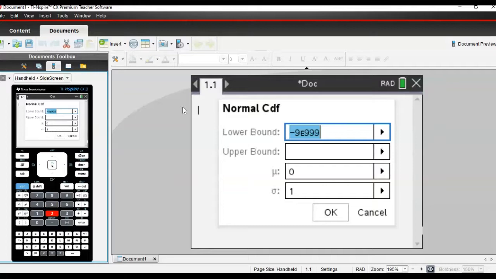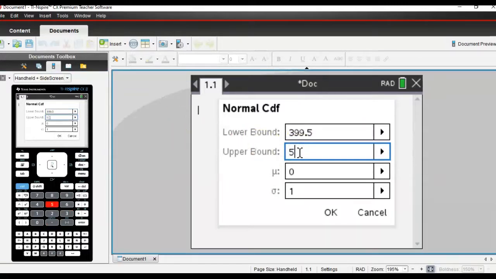Lower bound, putting in the numbers that we agreed upon, so we're calling this 399.5 for the lower, and then upper bound is going to be 500.5. We are saying that we know that mu is 351.5, and sigma is 10.22. All right, now, what do you think? This is a probability, high or low? Where do you want to go, high or low?